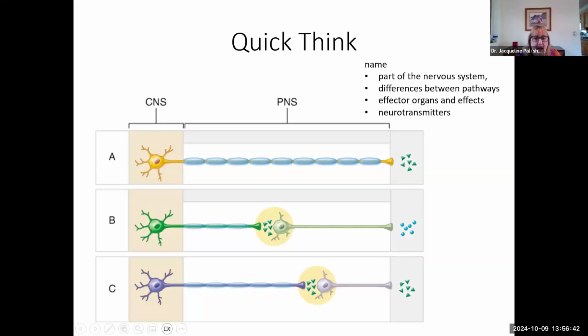So here's a quick think. I've got 3 different things going on. Name which part of the nervous system. Notice the differences. Talk about the axons. Name the different types of neurons. Talk about where the cell bodies are specifically located, where the axons are specifically located. Talk about what's myelinated, what's not myelinated. Talk about what the effector organs are. Talk about what the specific effects are, if they're voluntary, involuntary, and talk about specific neurotransmitters.